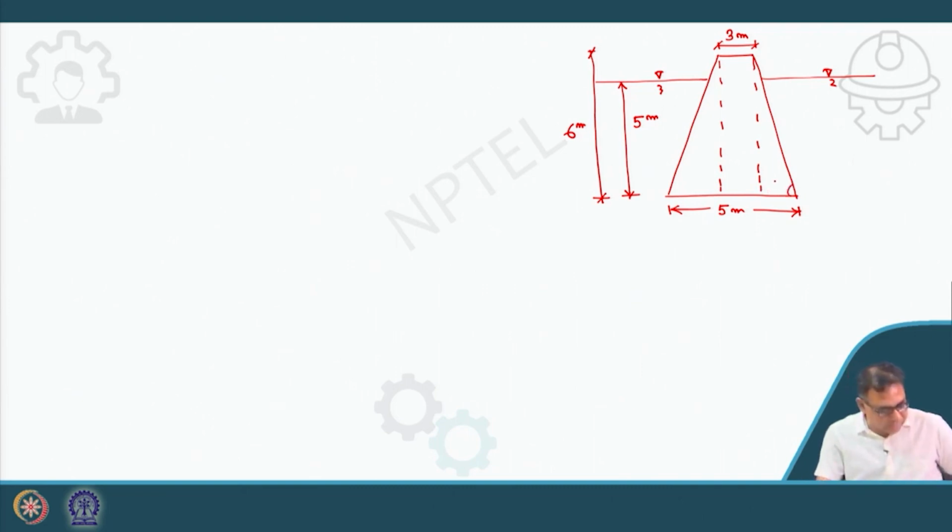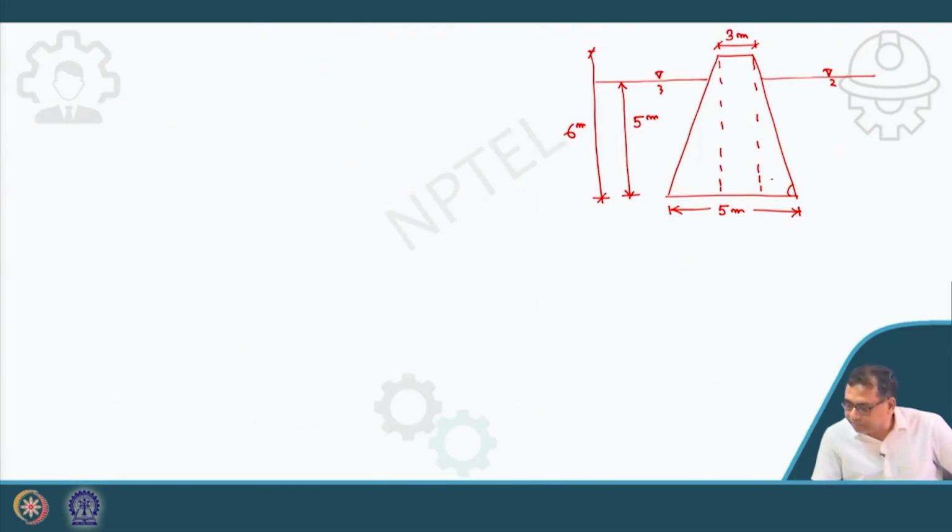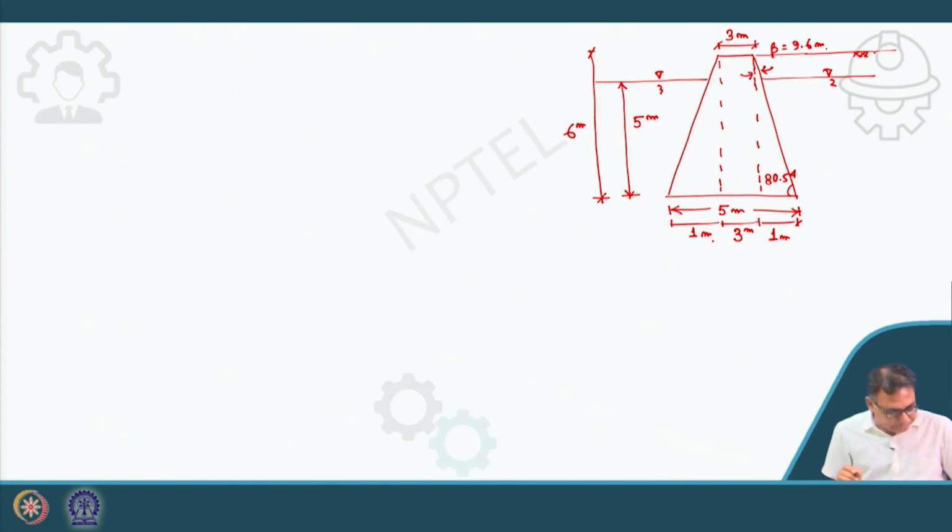So, again it will be 80.54, and beta is 9.6. So, we are keeping that part the same. So, that means this is 3 meter, this is 1 meter and this is also 1 meter. Okay. So, it is a horizontal backfill. Now, all the other properties are the same.